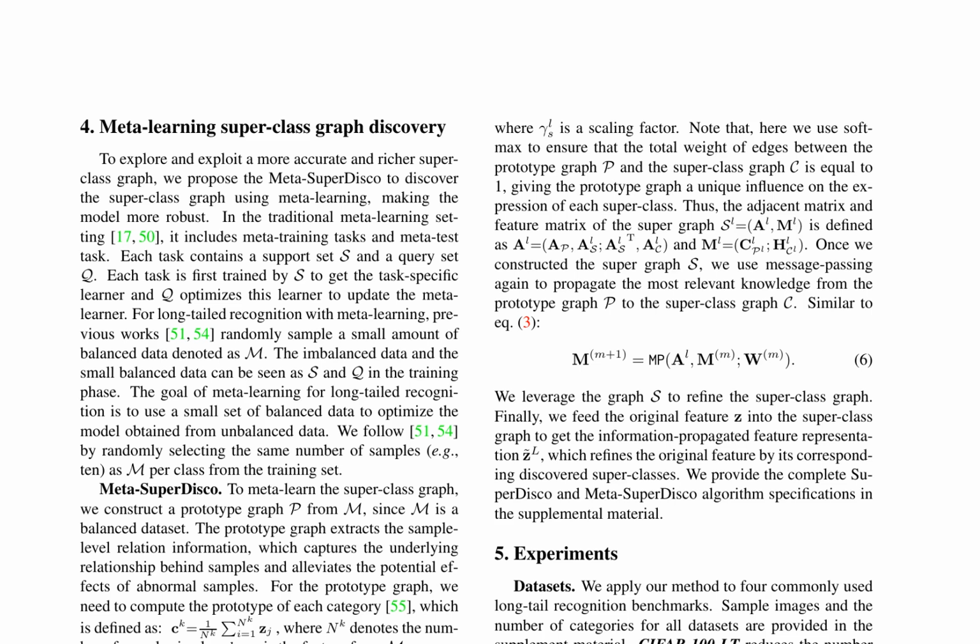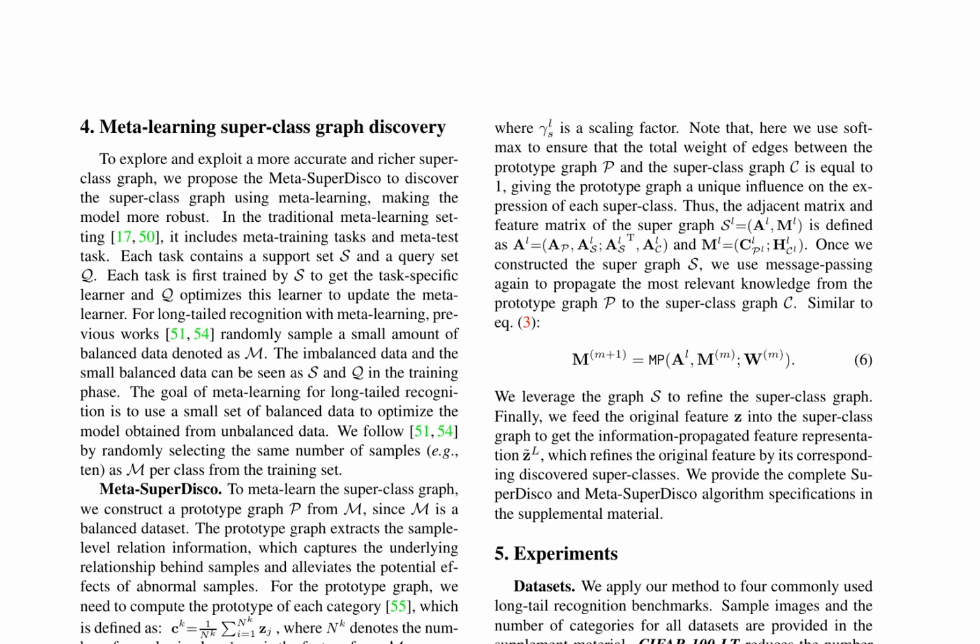Previous works have used a small amount of balanced data, denoted as M, to optimize the model obtained from unbalanced data. This approach is followed by randomly selecting the same number of samples per class from the training set. The meta-SuperDisco method constructs a prototype graph P from M, which extracts sample-level relation information and alleviates the potential effects of abnormal samples. The prototype graph P is defined as P equals (C_P, A_P), where C_P represents a set of vertices corresponding to the prototype from each class, and A_P gives the adjacency matrix indicating the proximity between prototypes.